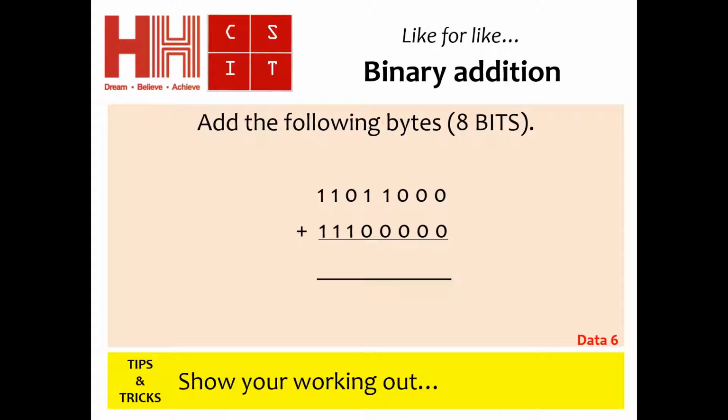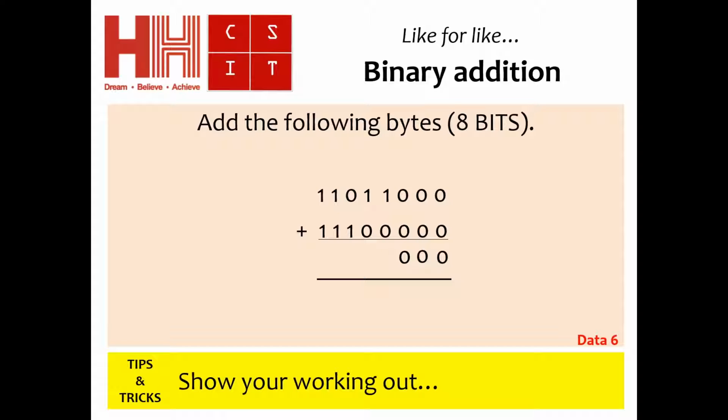Okay, so the first thing we need to do is we're going to just add two 8-bit numbers together. So the way I do it is I start on this side and add the two digits together. So 0 plus 0 is 0, 0 plus 0 is 0, 0 plus 0 is 0.